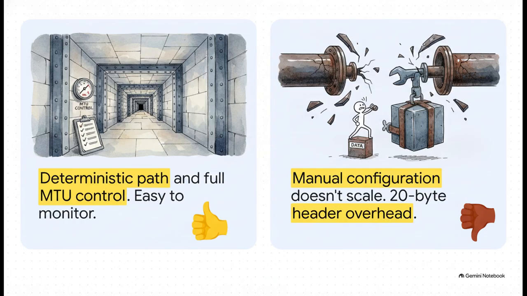However, the disadvantages are brutal for modern networks. Manual configuration simply doesn't scale. It requires static administrative action at both ends. Furthermore, encapsulating IPv6 in IPv4 slaps on a 20-byte header overhead. This eats into your effective MTU and creates significant path MTU discovery fragmentation risks if you don't handle it perfectly.